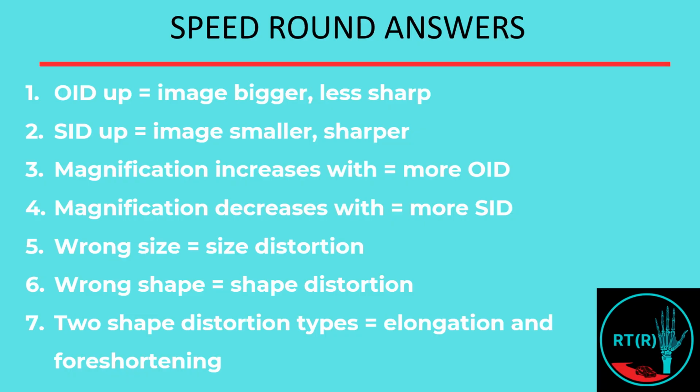Number 1, OID goes up, image bigger, less sharp. SID goes up, image smaller, sharper. Magnification increases with more OID. Magnification decreases with more SID. Wrong size equals size distortion. Wrong shape equals shape distortion. Two shape distortion types equals elongation and foreshortening.